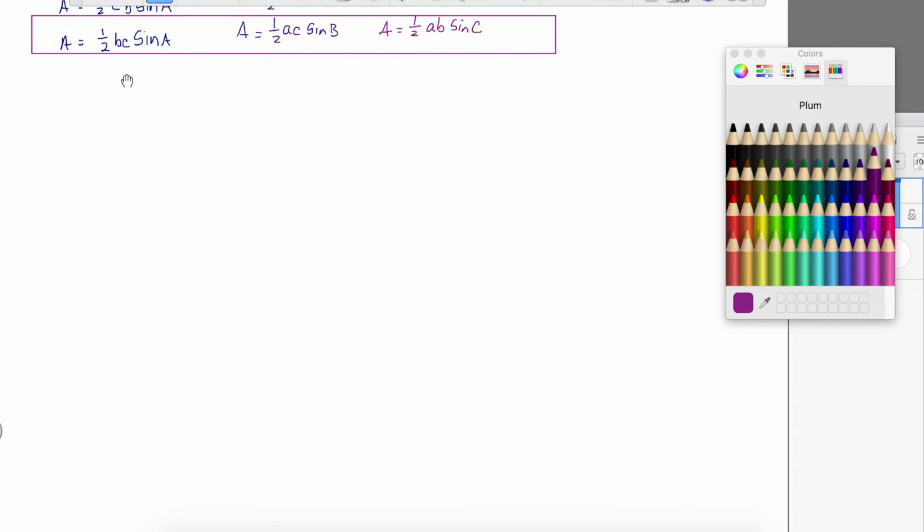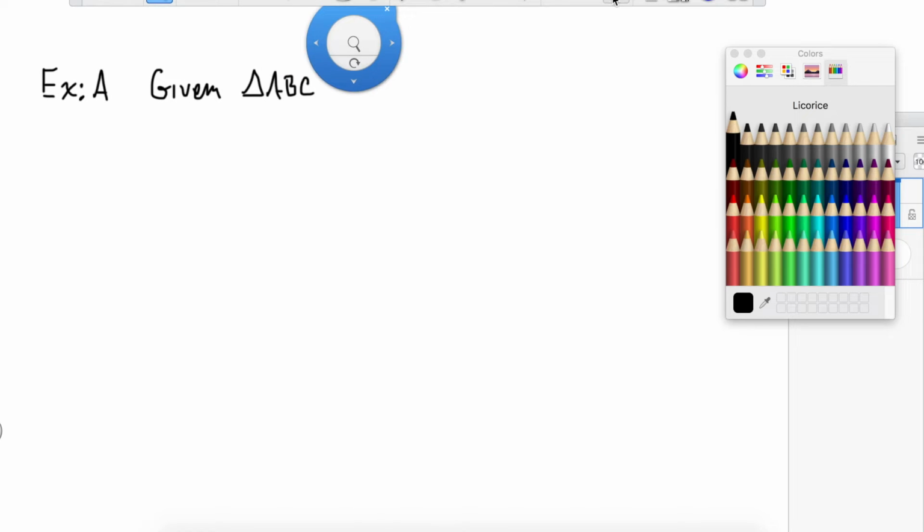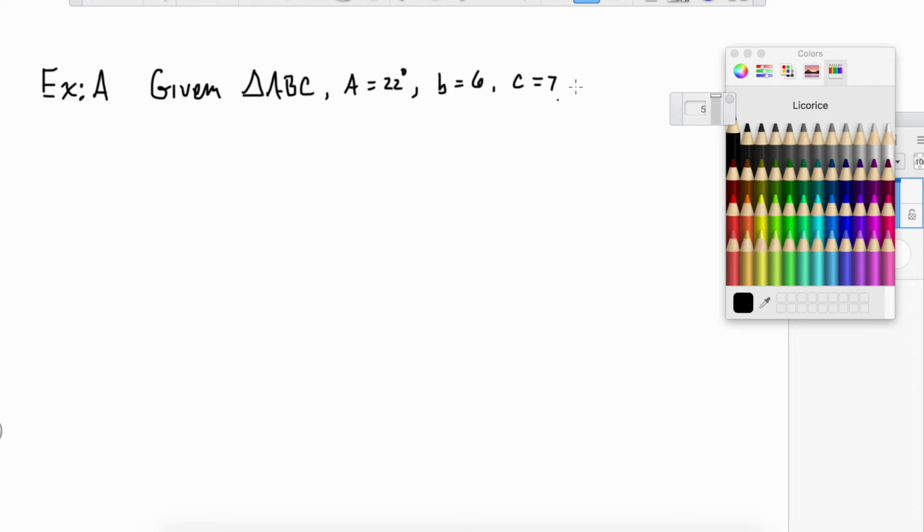Let's check out an example. Example A. So given triangle ABC, A is 22 degrees, little b is 6, and little c is 7. What is the area? Find the area of the triangle.